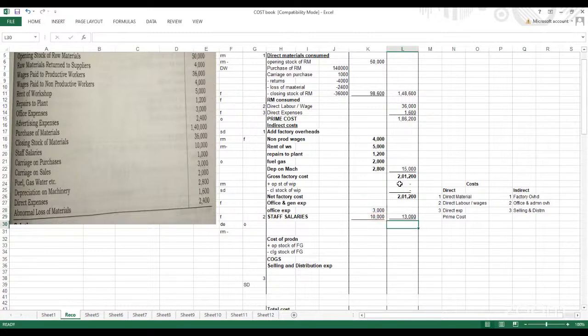Now we'll add this to the earlier total. You will just keep on adding new overheads to the earlier total. So what you get here is called cost of production. What we call this? Cost of production.